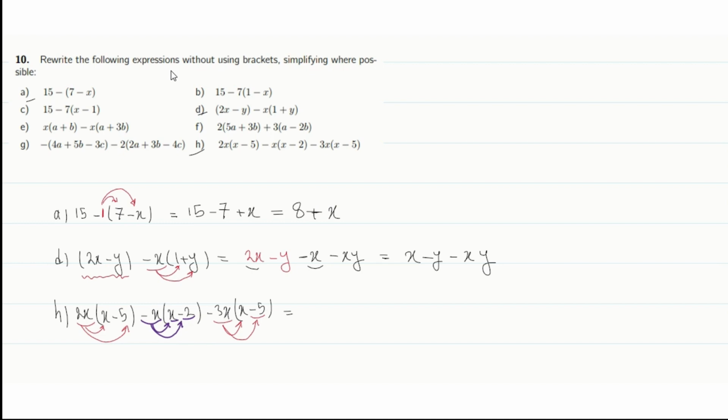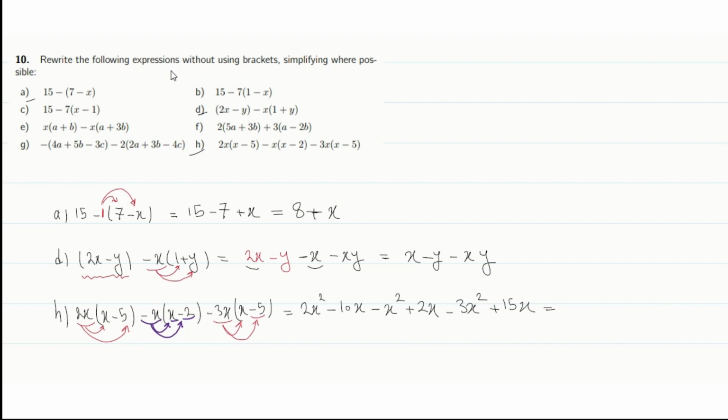So 2x times x, let's start with the first, is 2x squared. 2x times -5 would be equal to -10x. Then we're going to go to the second bracket. -x times x would be equal to -x squared. -x times -2 would be equal to 2x. Let's go now to the last one, which is -3x times x would be -3x squared. -3x times -5 would be equal to 15x. Now we're just going to combine the like terms.